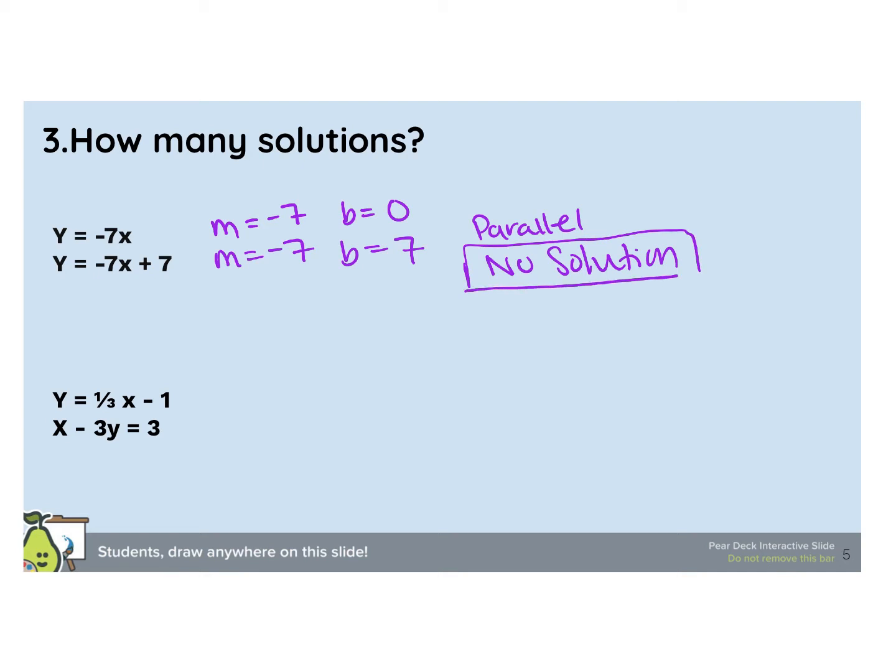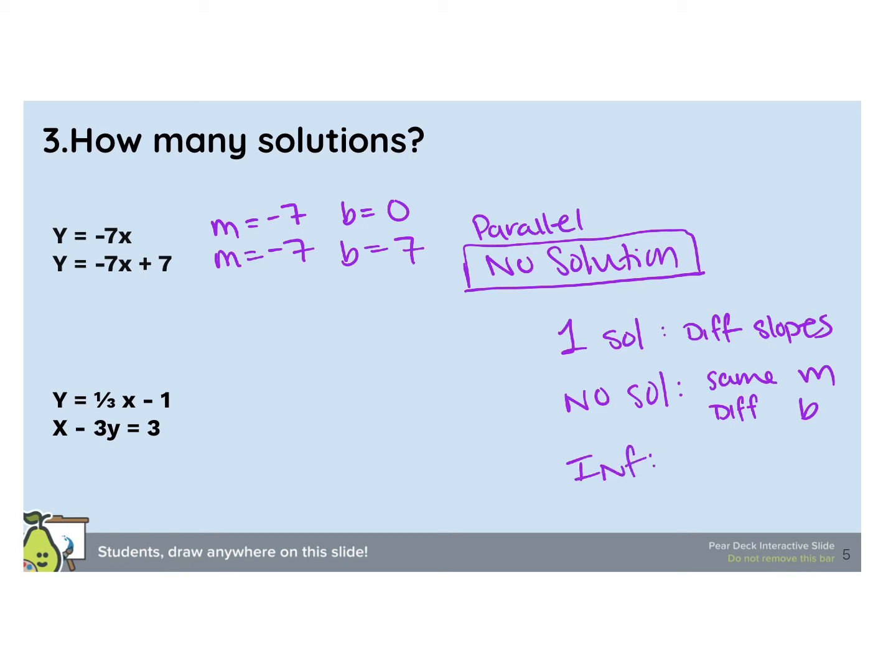So let me just go ahead and remind you of what you're looking for. You have one solution when you have different slopes. You have no solution when you have the same slope but different y-intercepts. And you have infinite solutions when everything's the same. Same slope, same y-intercept, okay? So for all of these, we just need to solve for y, and then we'll look at the slopes and the y-intercepts to answer it.